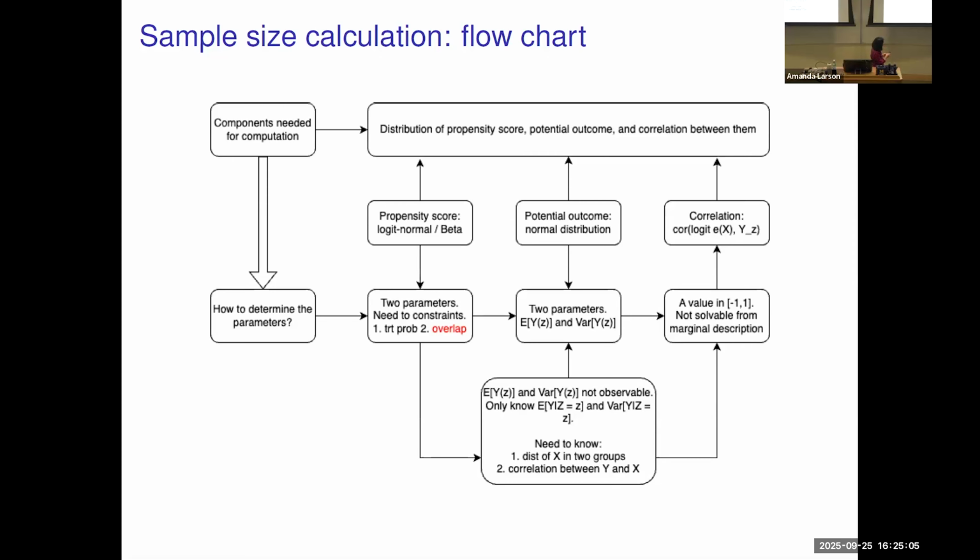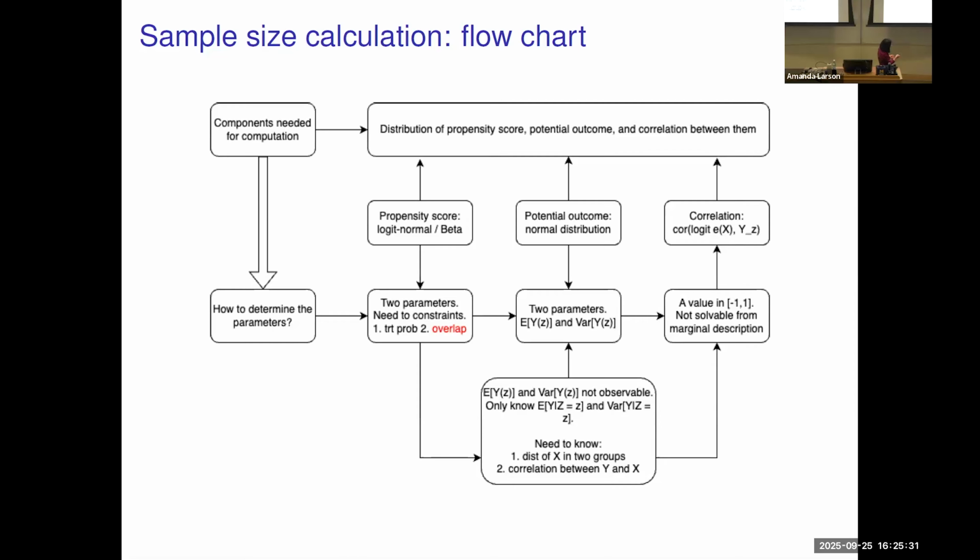To identify that, we have two parameters. Because we have two parameters, we need two constraints, and we use treatment proportion and overlap. That's where we decide to use the Bhattacharyya or Hellinger, the reverse of the Hellinger one. And we solve that problem. For the potential outcome distribution, we need two parameters. And again, we need a lot of inputs there.